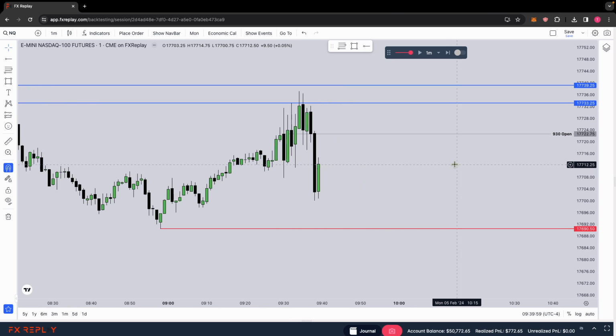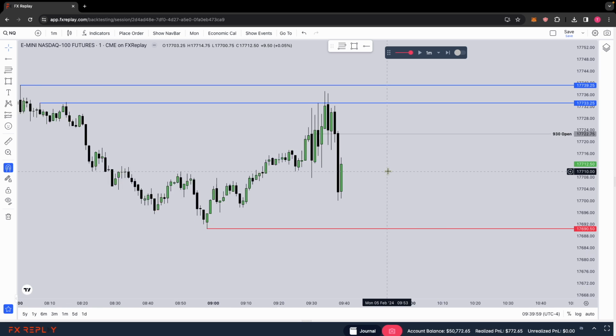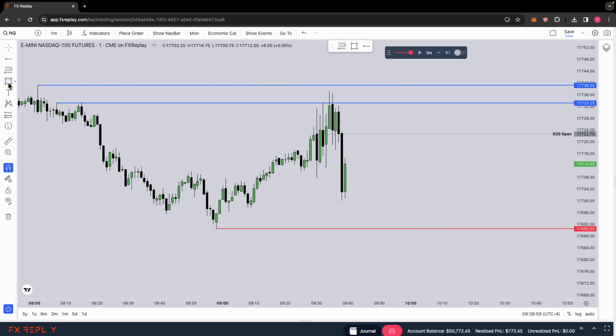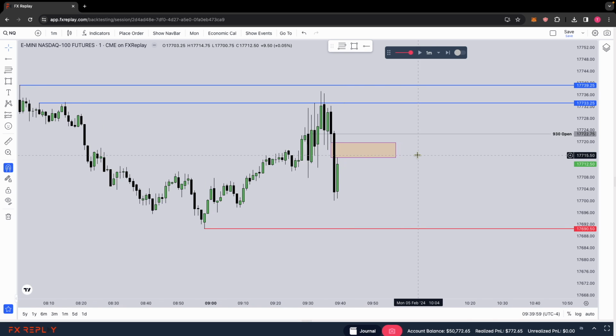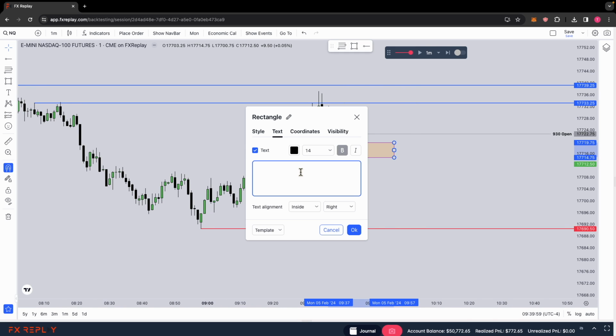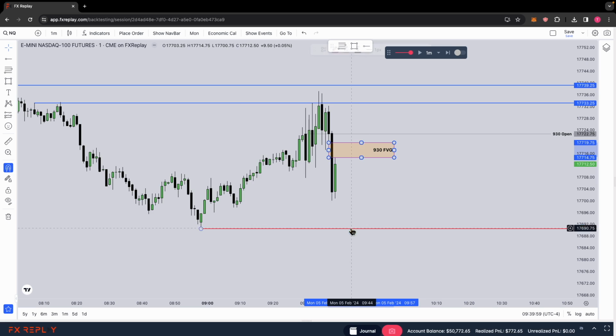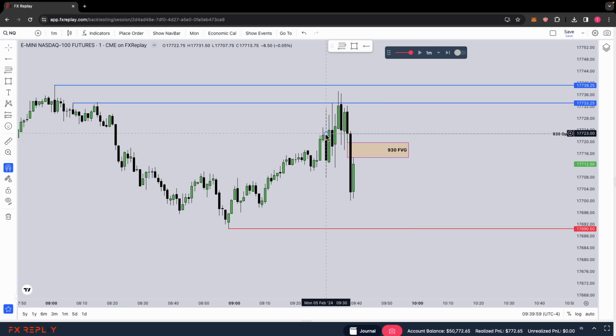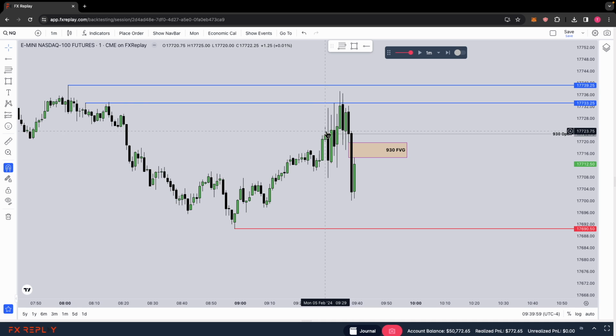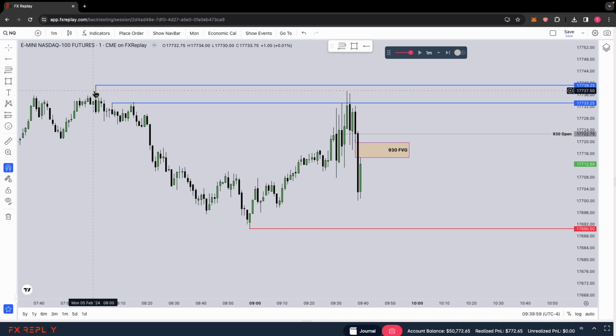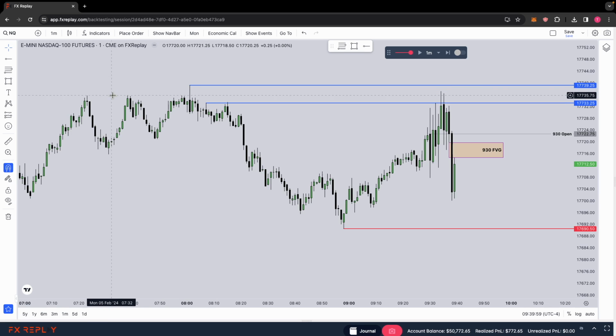Okay, and there's the first fair value gap, the 930 fair value gap. So what I'm looking at, if you recall from the previous lesson, talking about specifically the 930 fair value gap. Again, 930 open, right? We have manipulation above these relative equal highs. Yes, we failed to get this high, but look how this high already ran these ones here.